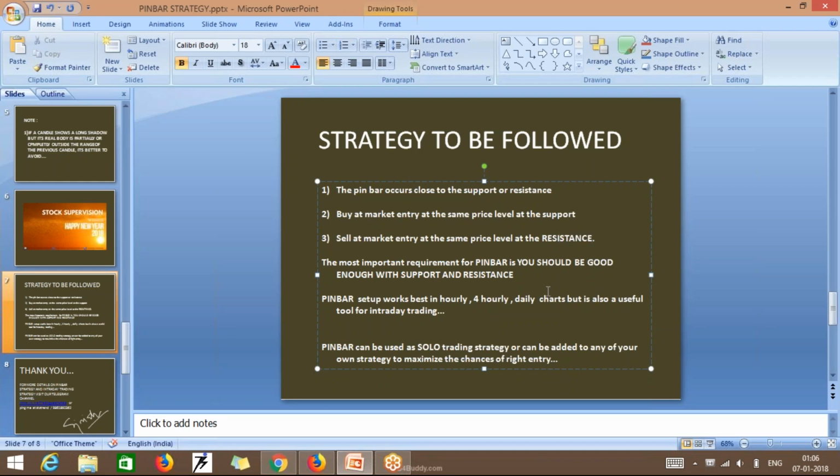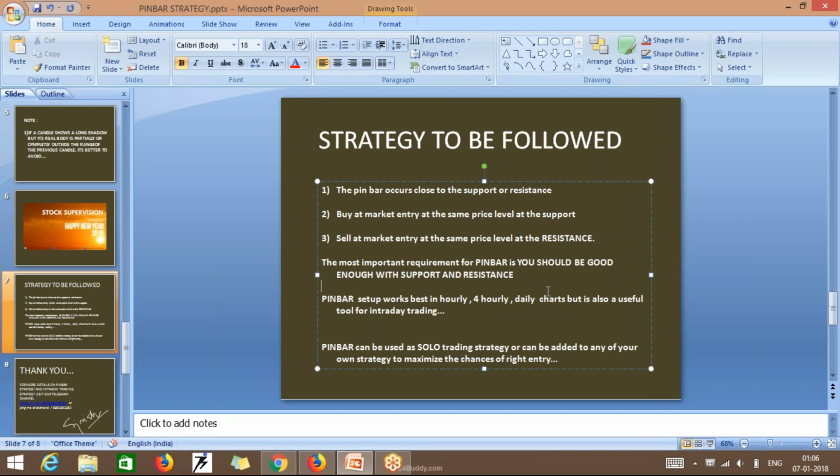Okay. The most important requirement of pin bar is you should be good enough with support and resistance. This is what exactly I have said before moving to these strategies. One more thing to say is pin bar setup works nicely in hourly, 4 hourly or daily charts, and it's even a very important intraday tool.